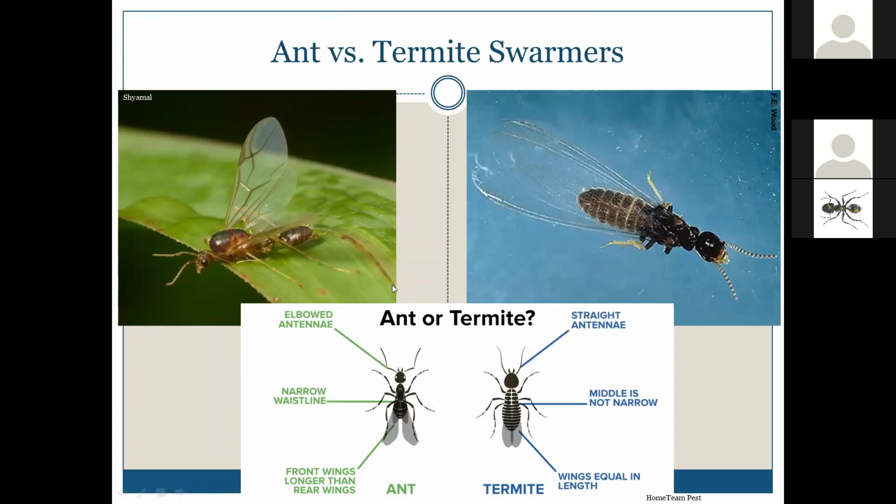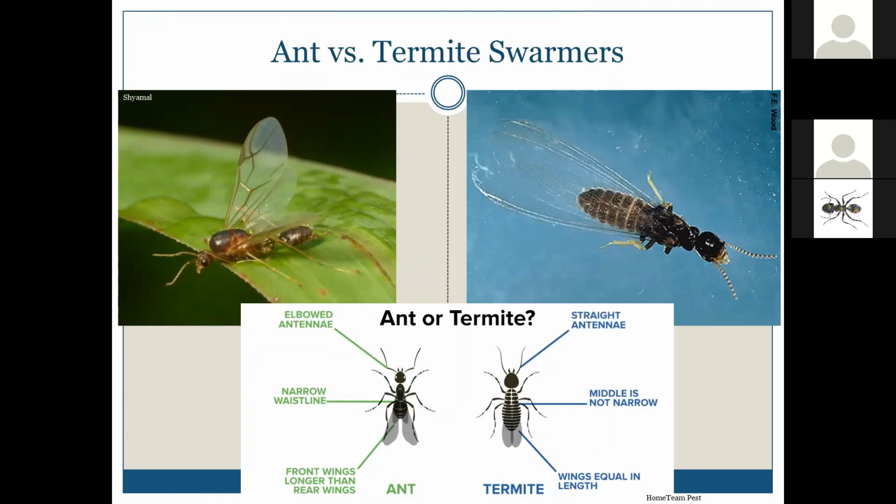The next thing you can look at, if they still have their wings attached, are the wings. The wings of termites are going to be of equal size and shape. The front wings are going to pretty much look like the hind wings, and you can see how they all just blend in together. But if we look at ants, the front wing is going to be much larger than the hind wing. The hind wing is smaller, and the front wing is larger. So antenna, waist, wings. Once you get that down, you'll be able to tell your termite swarmers from your ant swarmers.